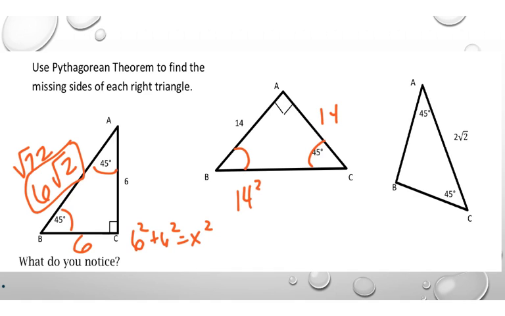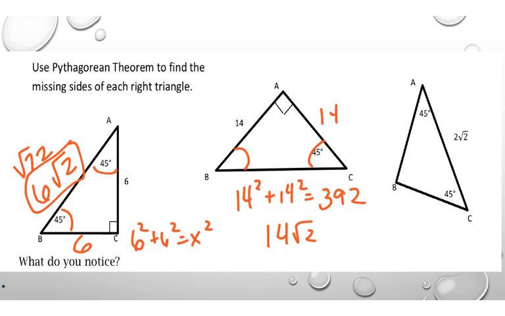Okay, this one, if this is 45 degrees and this is also 45 degrees, you're going to have 14 squared plus 14 squared. That's going to equal 196 times 2, which is 392. Take the square root of both sides and simplify the radical, and you're going to end up with 14 square root 2.